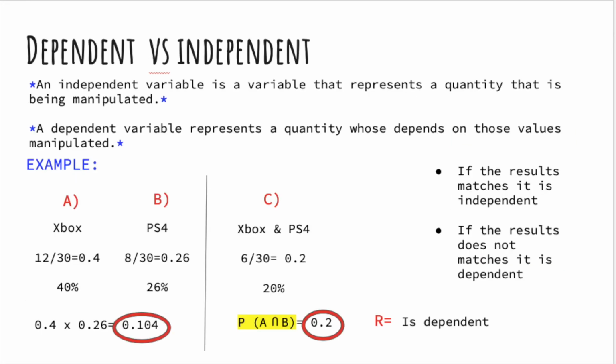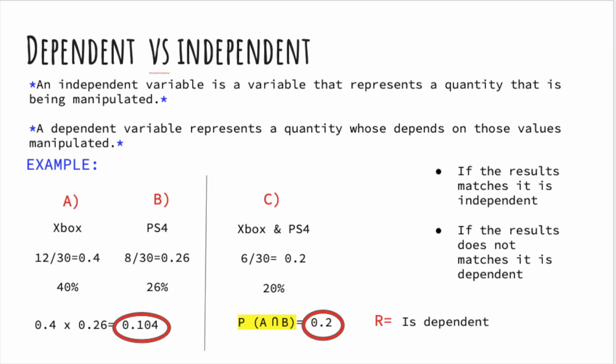Now we're going to see dependent and independent variables. An independent variable is a variable that represents a quantity that is being manipulated, while a dependent variable represents a quantity that depends on those values manipulated. There are 3 letters. In the letter A is the Xbox, the students that have it, and the result is 40% if we divide it. Then in the letter B are the students that have PS4, and it's 26%.